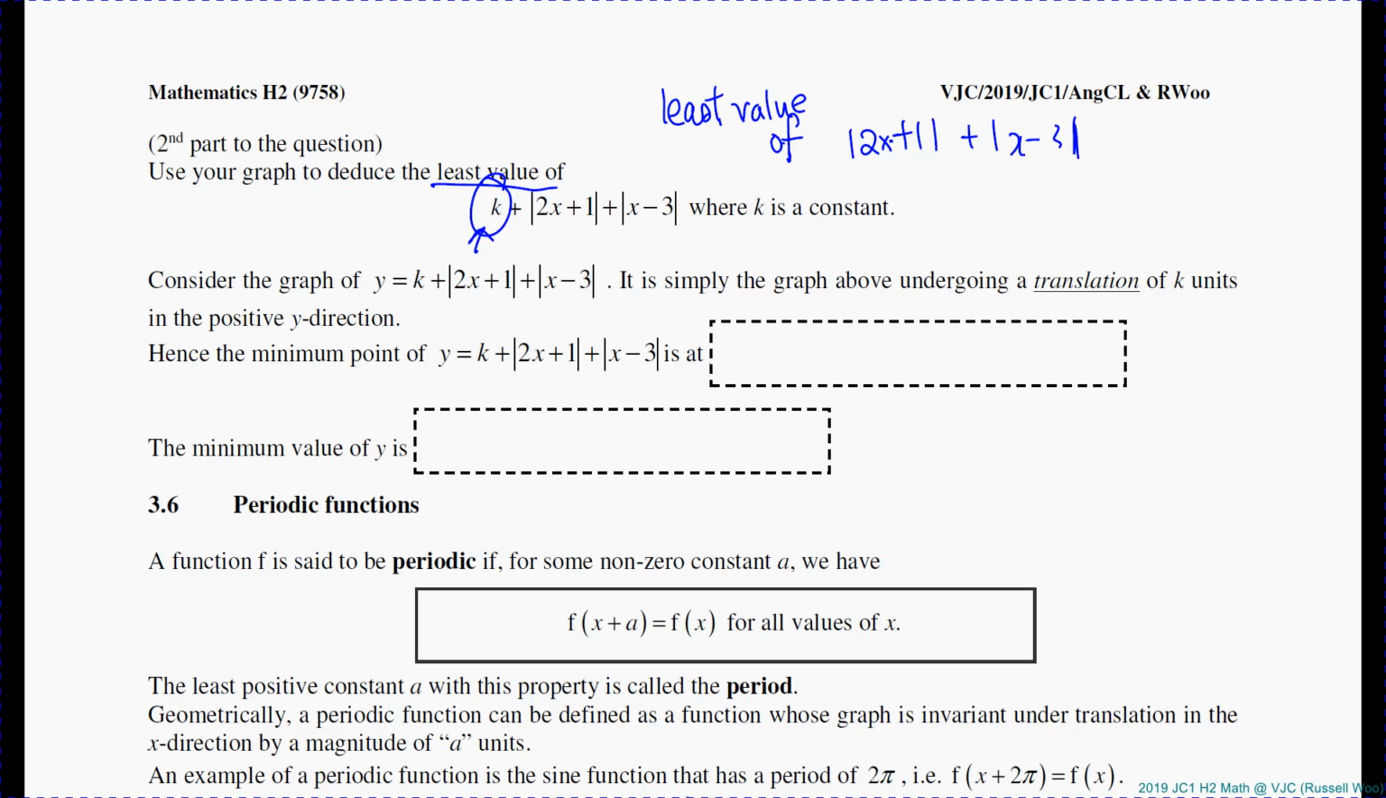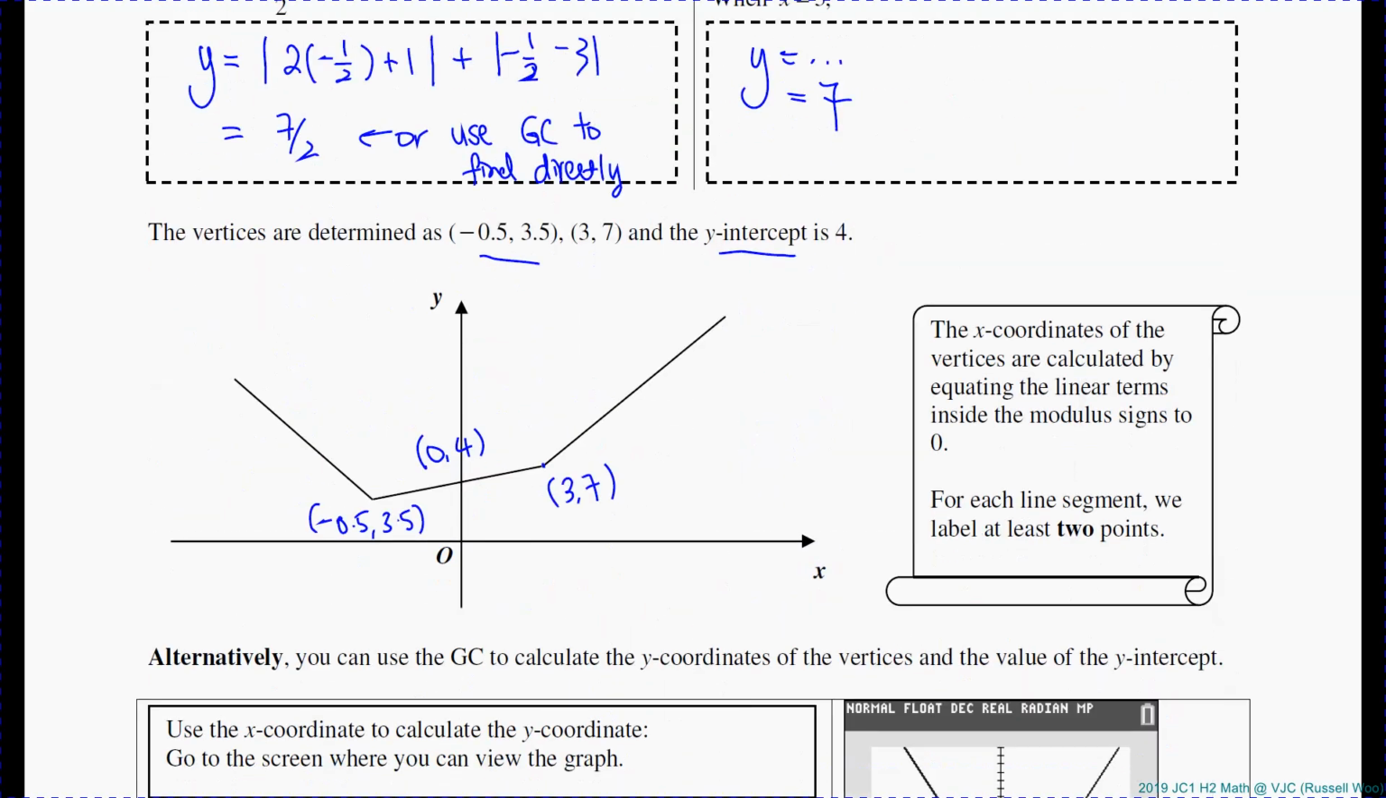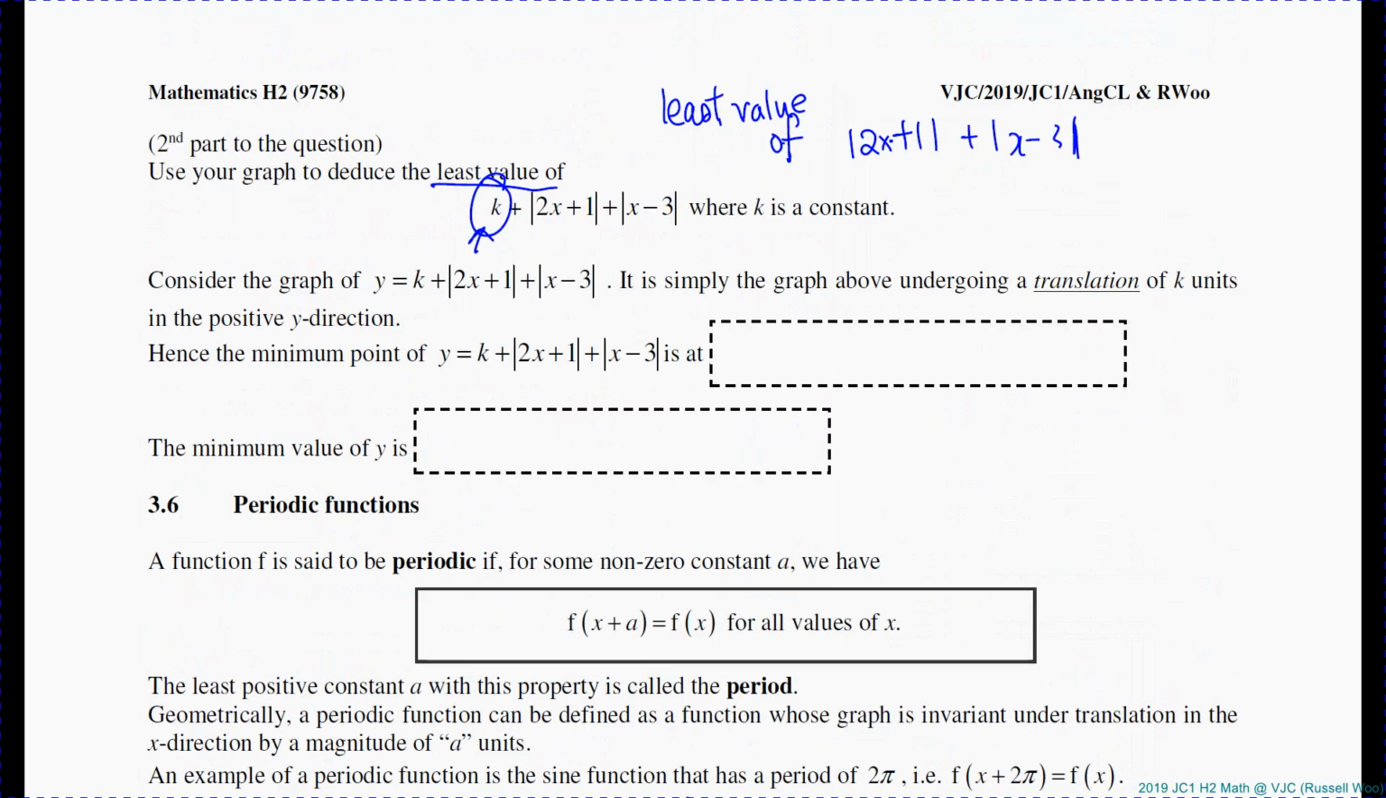3.5. Makes sense? Because you look at the graph, no matter what you sub in, the lowest value is 3.5. So now I add a k. So clearly, you know the answer. Correct? The minimum point of this is just a translation of k units in the positive y direction. So the minimum point must be minus 0.5 and 3.5 plus k. So therefore, the minimum value is 3.5 plus k.